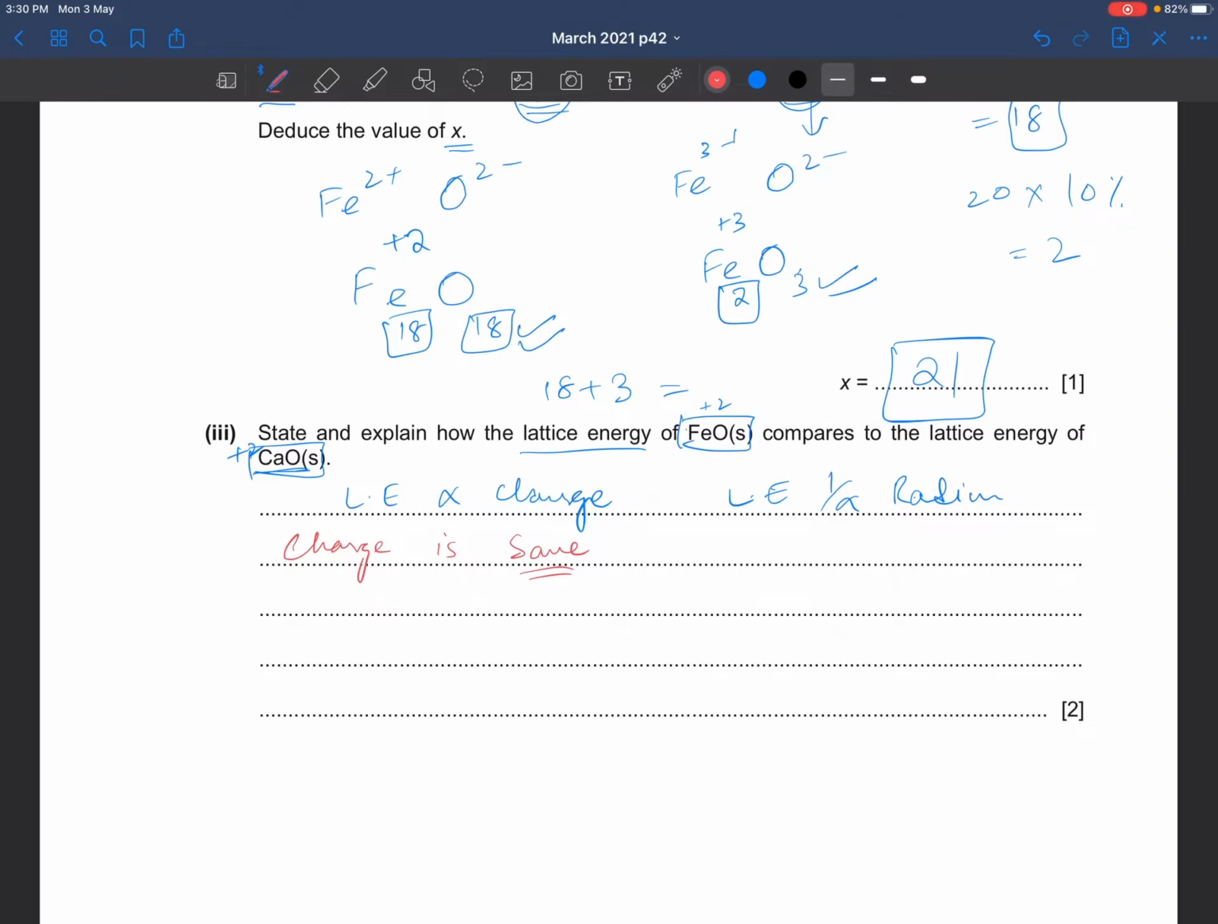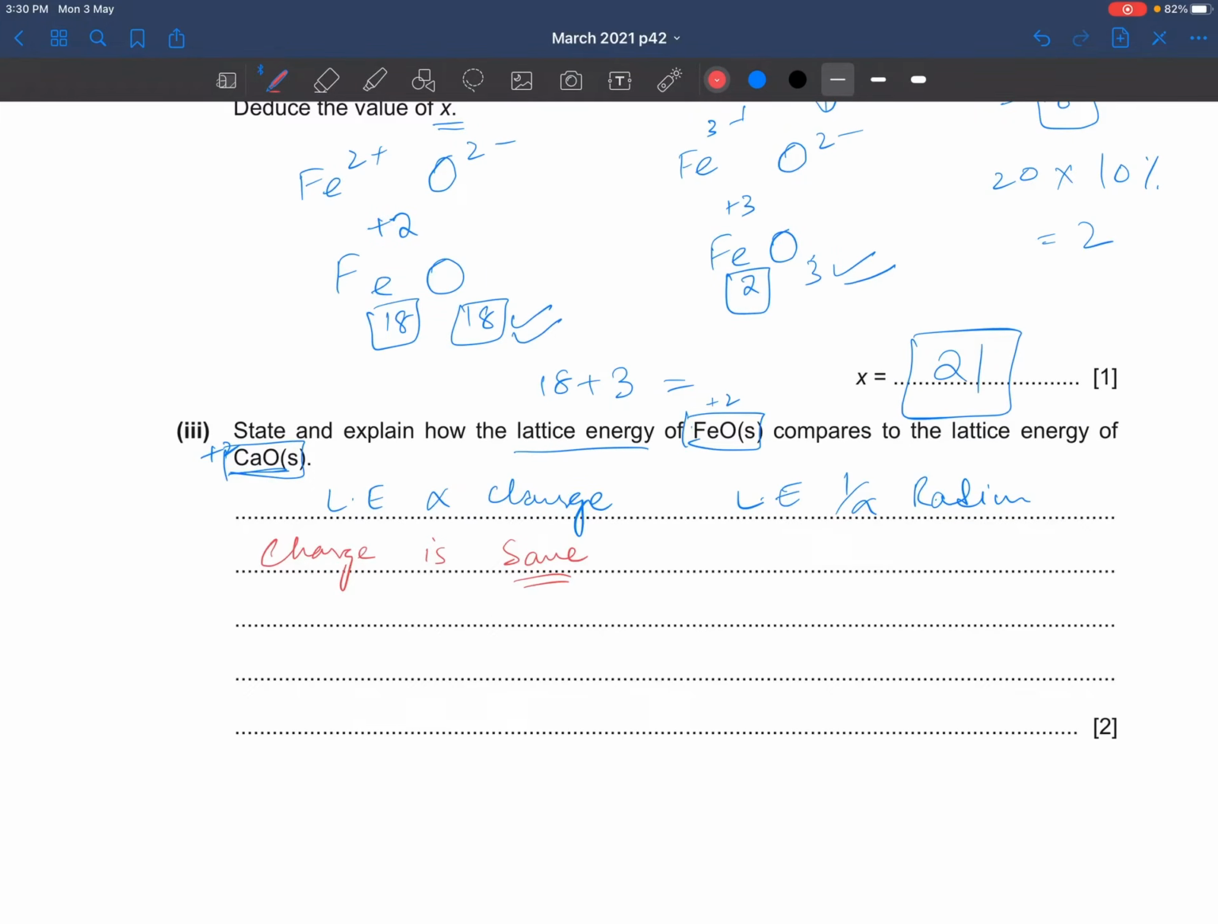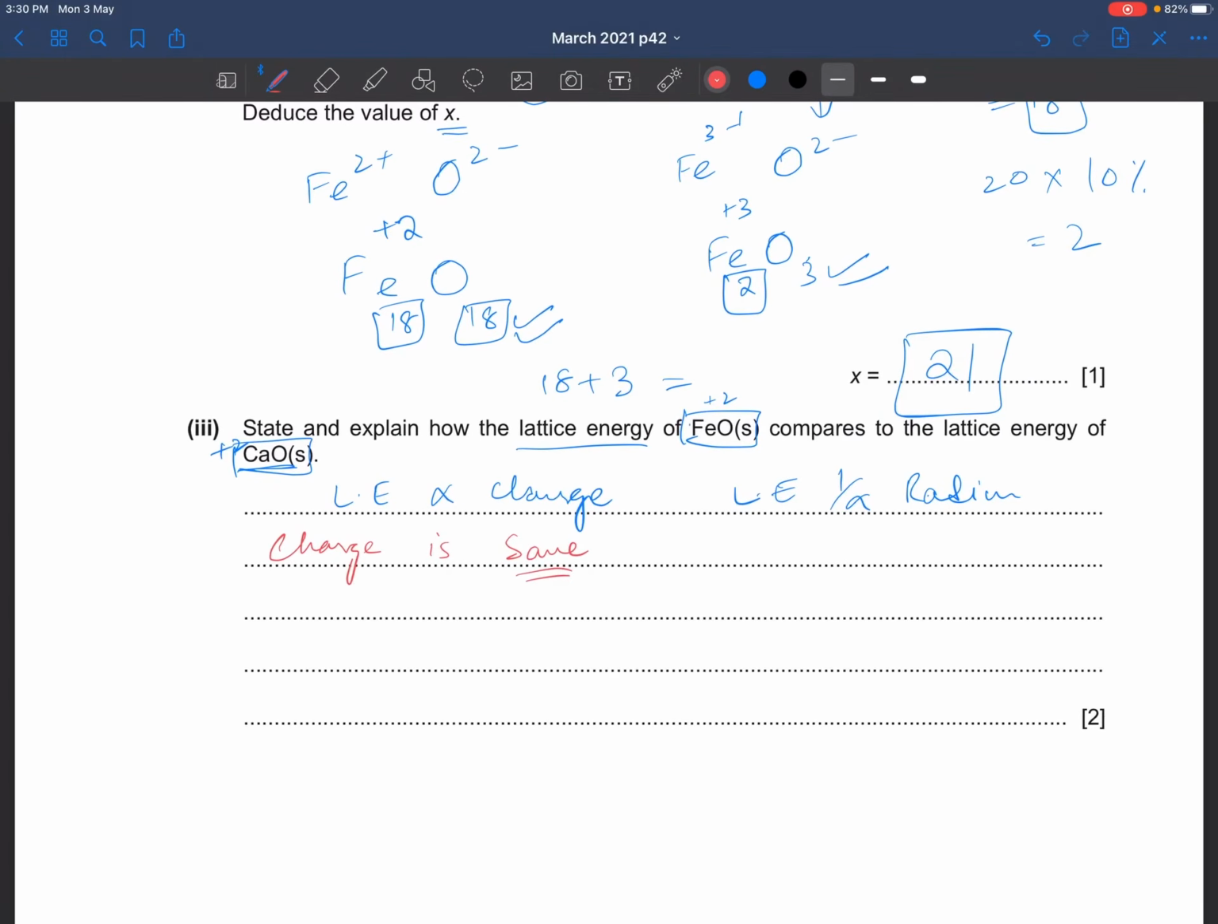But we can say that calcium and iron, you can see from the periodic table, both belong to the same period, that is period number 4. They belong to the same period, right? And that means that iron would have a smaller radius, because as we move from left to right in a periodic table, the ionic radius decreases. So the ionic radii of Fe+2 would be smaller as compared to the ionic radii of Ca+2.